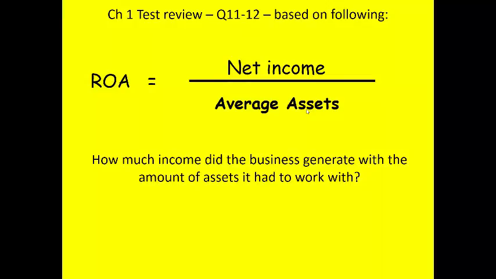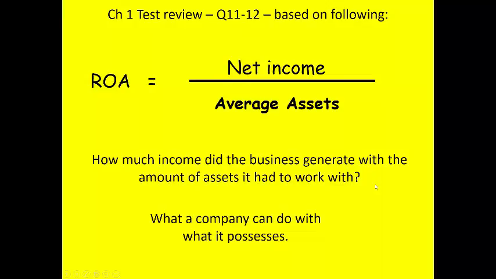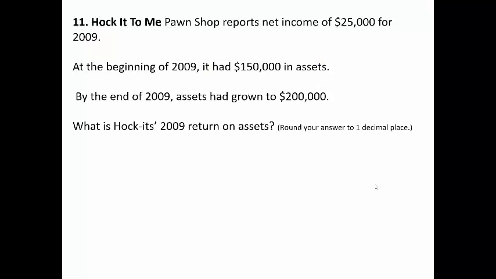And what you're trying to find out in this ratio is how much income did the business generate with the amount of assets it had to work with, and what a company can do with the assets that it possesses. That's basically what it's trying to measure. So let's look at our question number 11.